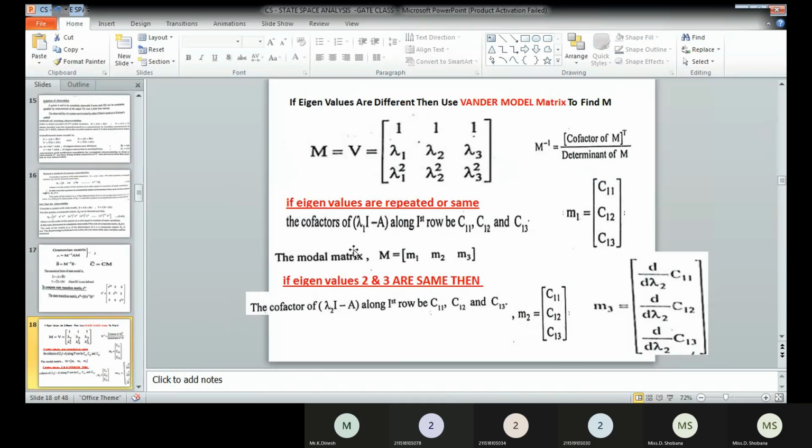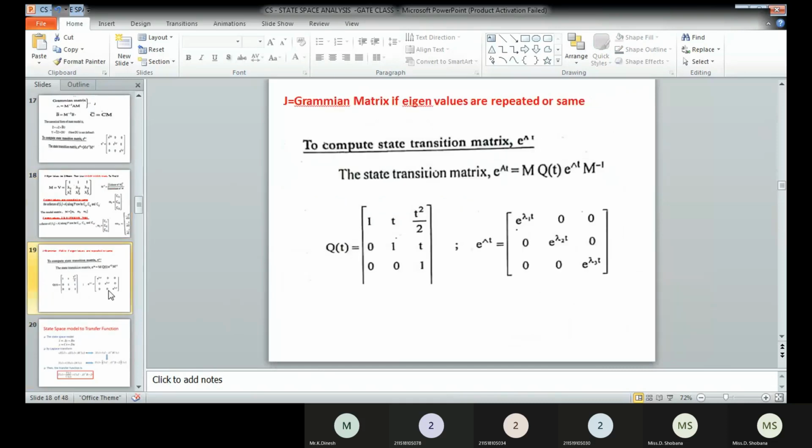Once you determine the modal matrix, you can determine M inverse. Then you can determine the Gramian matrix like that. So once you determine the modal matrix, you can determine the controllability and observability of the system, and you can also compute the state transition matrix. I have already told how to determine it by using the formula M Q(t) e^(Λt) M inverse. So this will be for the canonical state transition matrix.